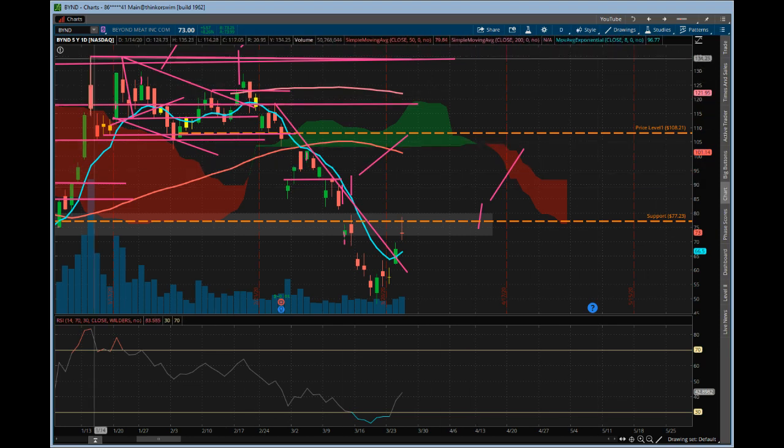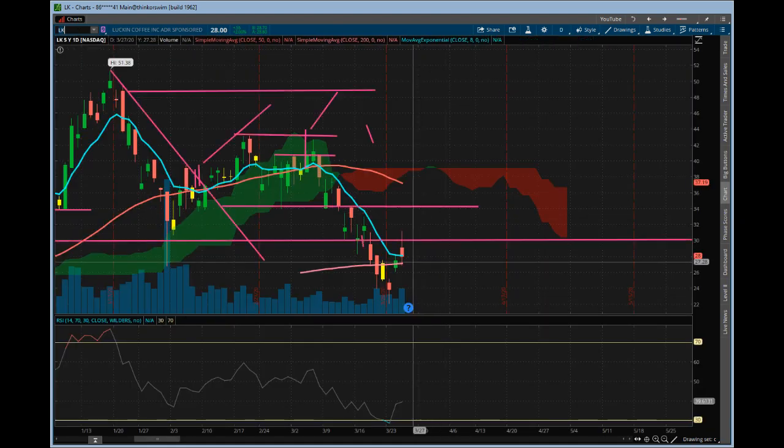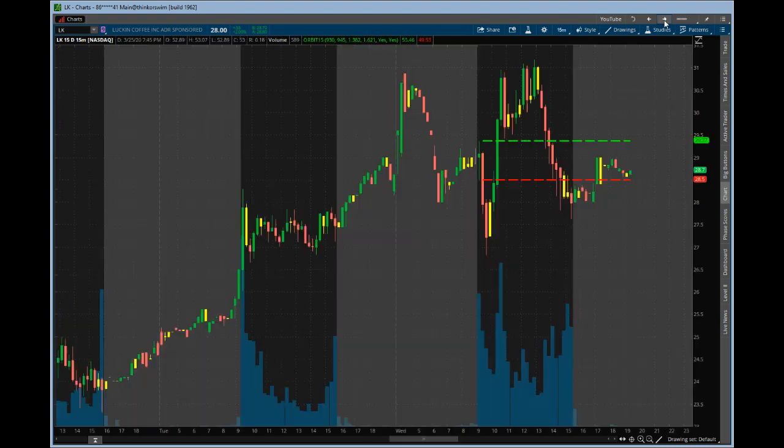So that's good. Yeah, and LK. Yeah, I know we had some members that did well on this one today. So nice move up and then a pullback. But yeah, some of the Chinese names were working pretty good today. Pinduoduo was good. JD was good for a little bit. LK had a nice move. Let's take a look and see how it did today.